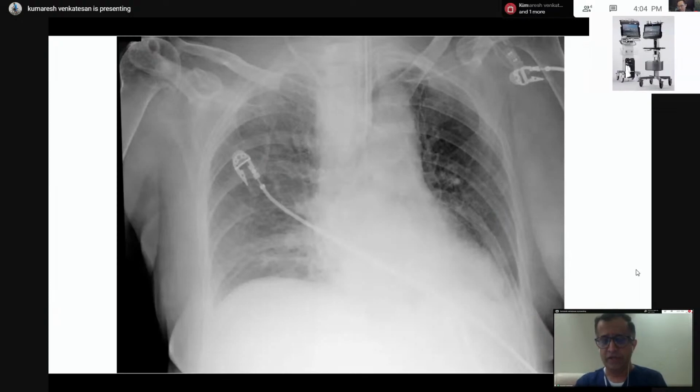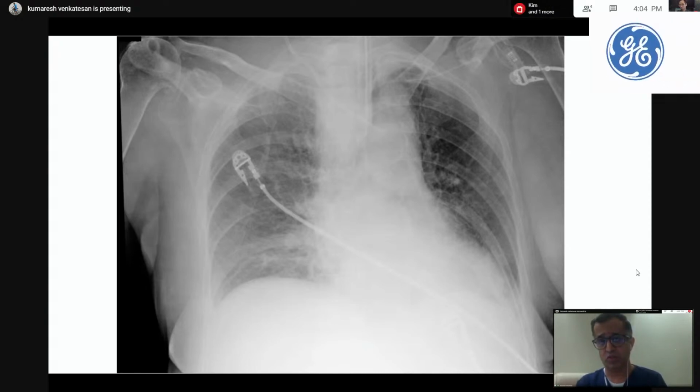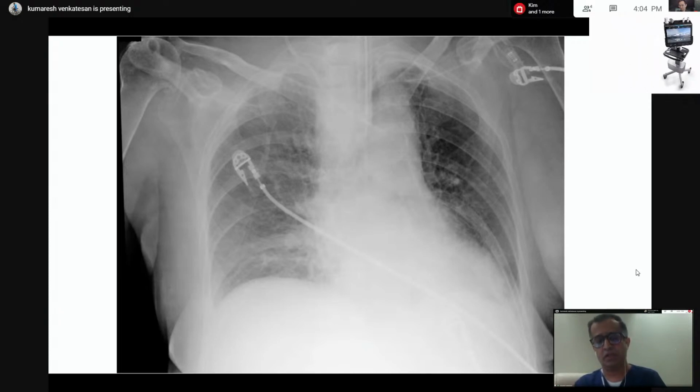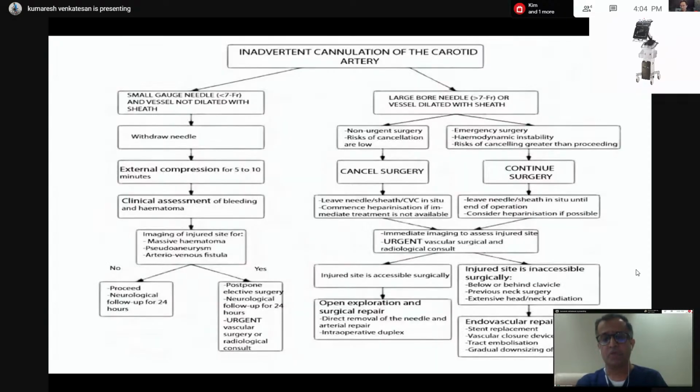Just coming to the end, this is an example to illustrate how we manage if we inadvertently puncture the carotid artery while attempting to puncture the internal jugular vein: you put the guide wire, dilate and insert a central venous catheter. Here you can see the catheter going through the internal carotid artery into the arch, with the tip sitting at the arch of the aorta. Again, depending on the situation, whether you just made the needle puncture or whether you have inserted the catheter, how you manage will vary.